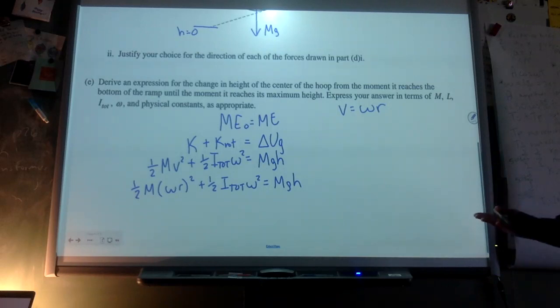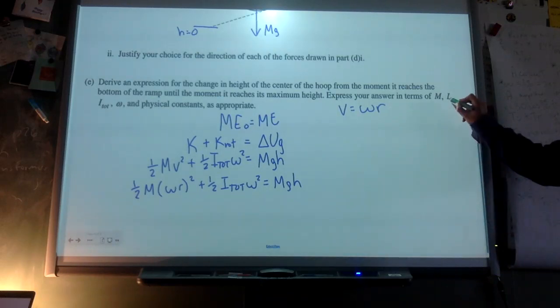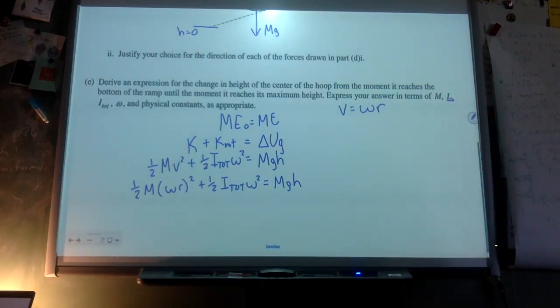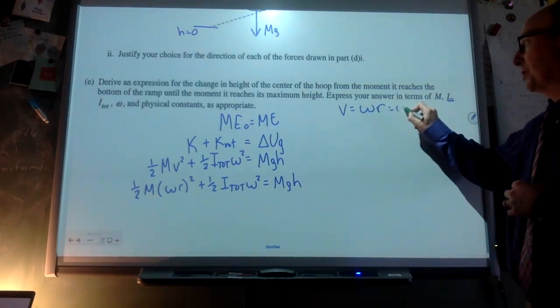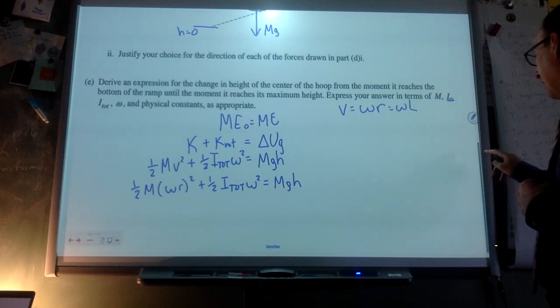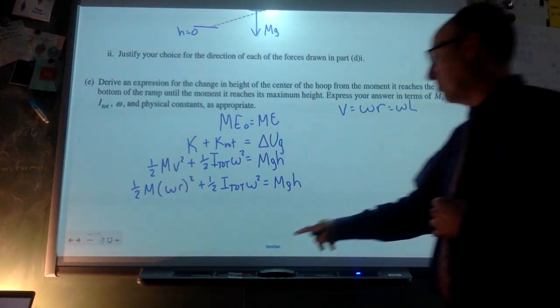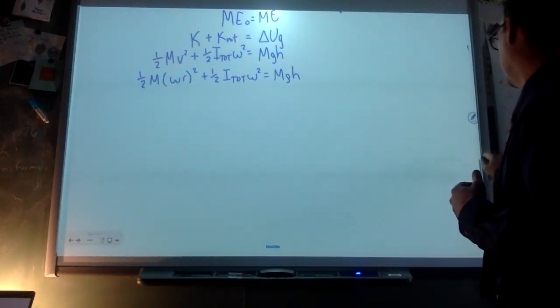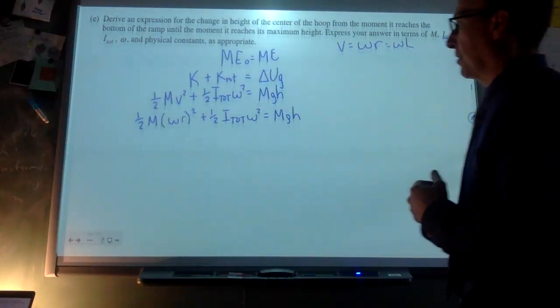And I have another thing in here that I'm not allowed to have, and that's R. I have to have L. So I should have substituted this in as omega L. I'll do that right now. So you have to be careful. I'd always check at the end, if you're doing it in terms of variables, that you don't have the wrong variables.